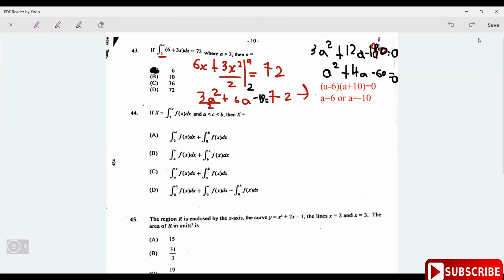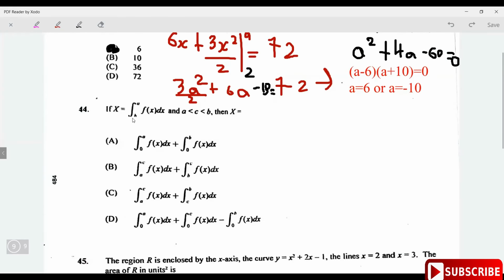Easy. Next question. It says the integral from b, I can't even see what this is. I think this is b to a. The integral from b to a of f of x, where a is less than c and c is less than b. So b is the bigger number. So I'm going to rewrite it as minus the integral from a to b of f of x.